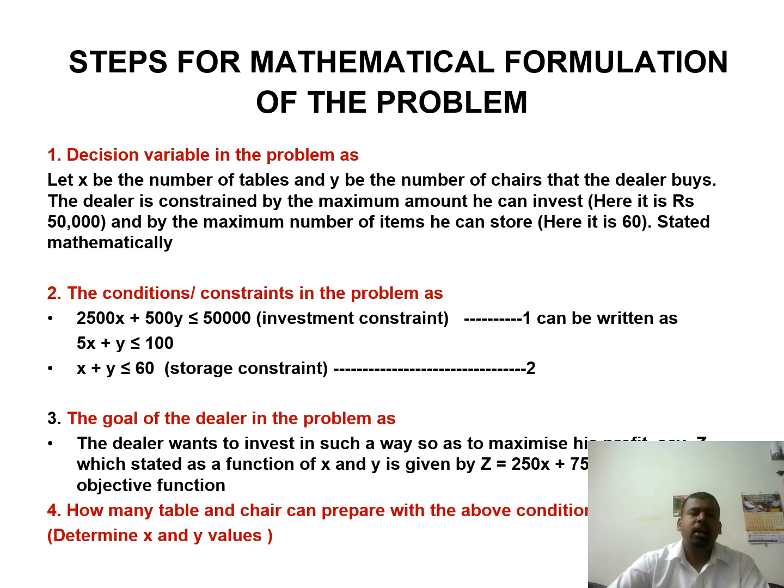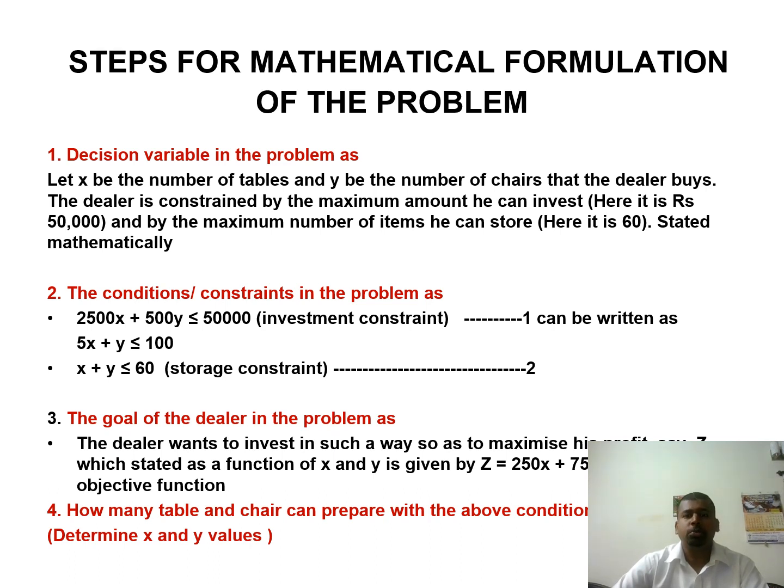Second is the condition. Here x represents the table and y represents the chair. The first condition is the investment. In the previous slide, the dealer is investing 50,000. For the preparation of one table, the cost involved is 2,500, and for the preparation of one chair, the cost involved is 500. So taking this as a condition, I frame the equation as 2500x plus 500y less than or equal to 50,000. That can be represented as the investment condition.